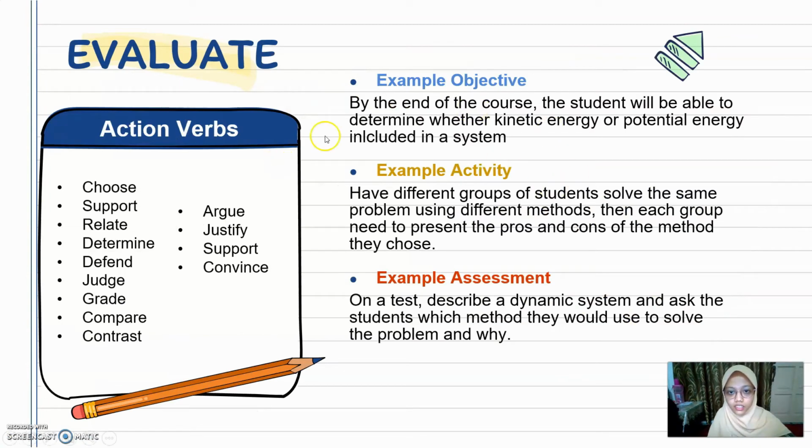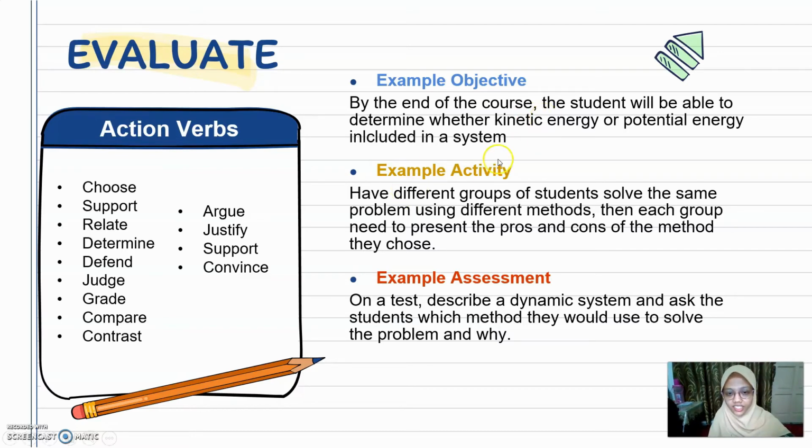The example for objective under this level is, by the end of the course, the student will be able to determine whether kinetic energy or potential energy is included in a system. This objective encourages students to give their opinion based on the criteria that has been learned.